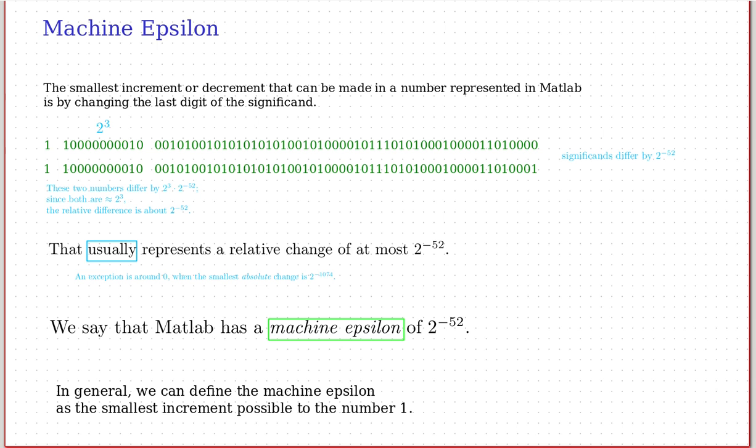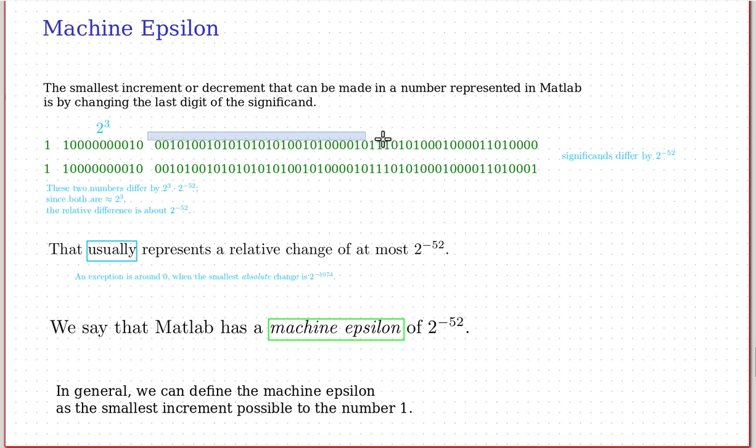Another important limitation on your ability to represent numbers is the smallest possible increment between numbers. For example, here are two numbers that are almost identical. They're represented by almost identical strings of 64 bits. The only difference between them is in the very last bit. One of them is 0, the other is 1. In particular, they have the same sign and the same power. In this case, the power represents a power of 3, so both numbers have exponential factors of 2 to the 3rd.